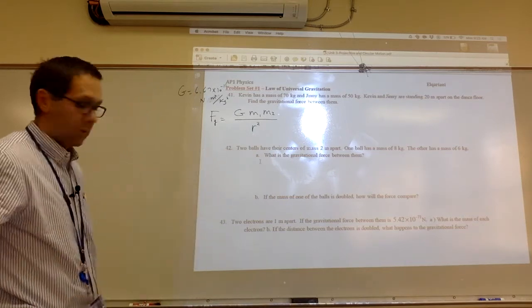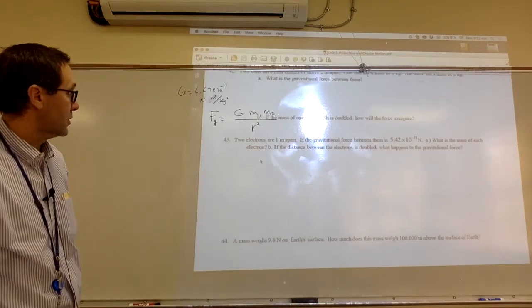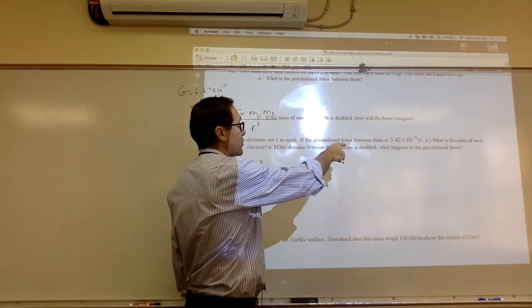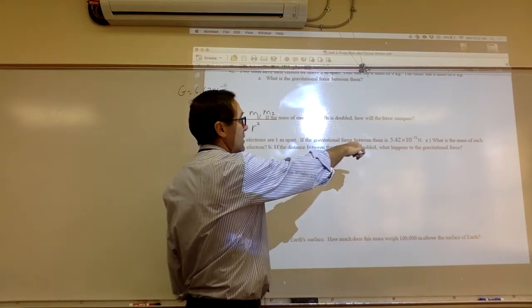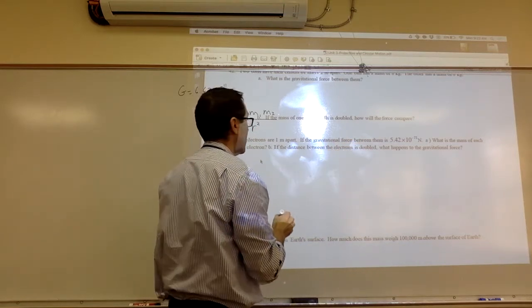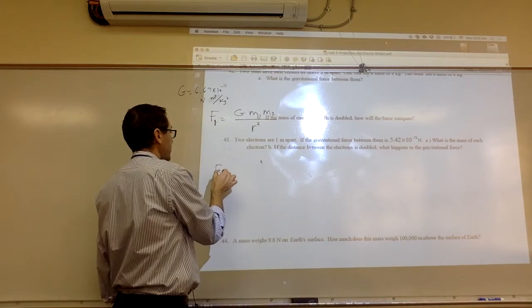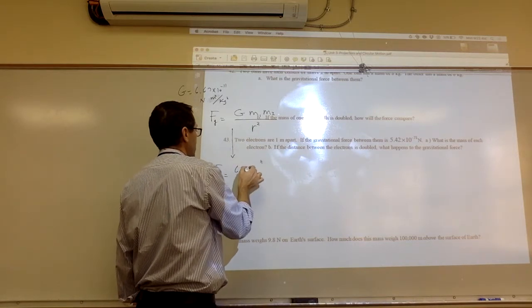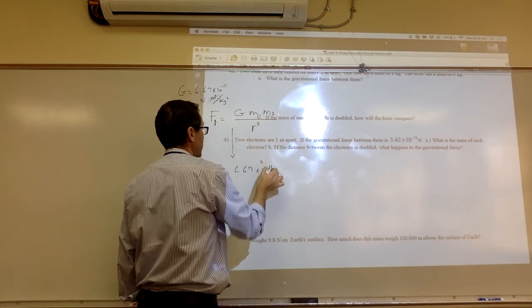All right, the one with the electrons. Two electrons are 1 meter apart. If the gravitational force between them is that weak, say how small it is, what is the mass of each electron? Now, Fg is going to be based on this formula. G is 6.67 times 10 to the negative 11.